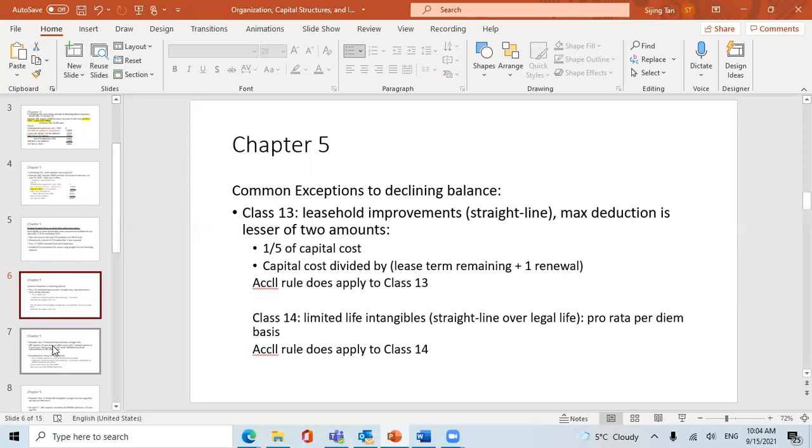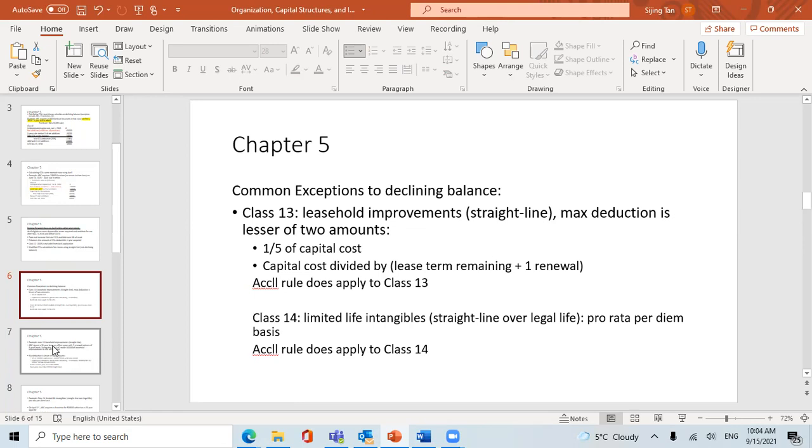So under class 13, the leasehold improvement, you have to compare these two amounts: 1/5 of the capital cost, and the capital cost divided by the lease term remaining plus 1 renewal. The accelerated investment incentive rules do apply to class 13. So we're going to apply these rules to class 13. It's just that the calculation is different. We're going to give examples for that.